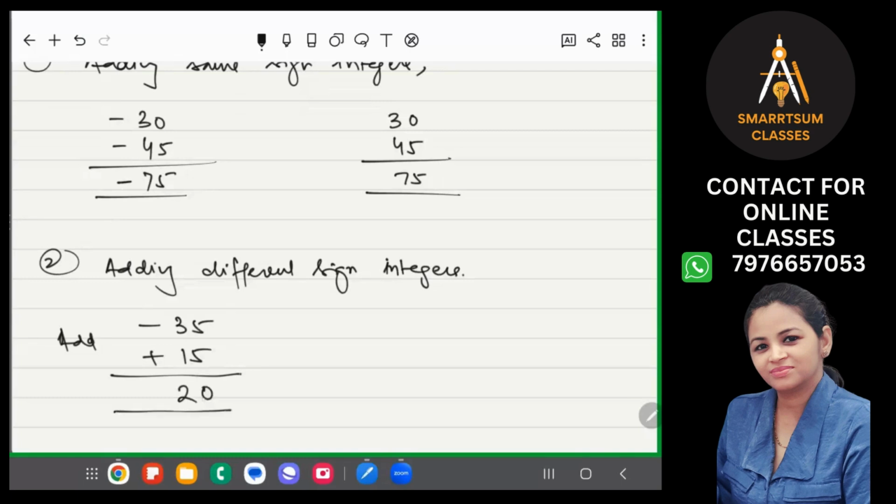And what will be the sign of 20? The sign of the 20 will be the sign of the number having greater numerical value. So minus 35 has the greater numerical value and its sign is negative. So the answer sign will also be negative. So when you are adding two different sign integers, we always subtract the numerical values.